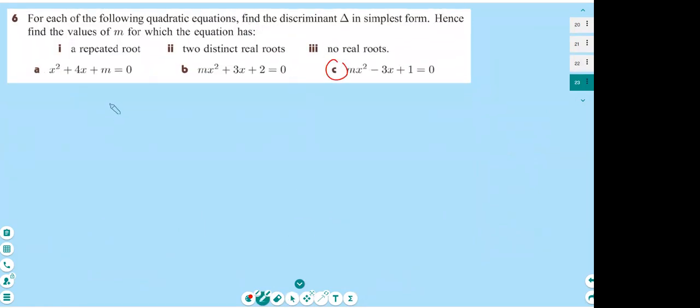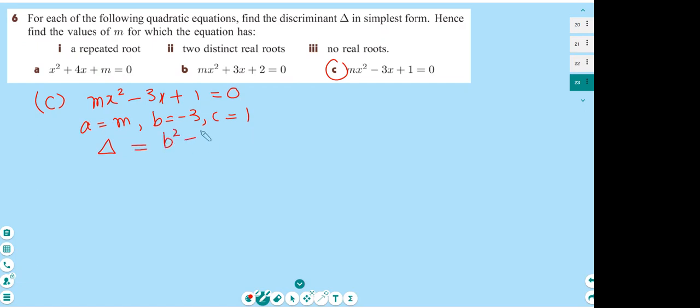Okay, in part C, the equation is mx squared minus 3x plus 1 equal to 0. What is a? a is m, b is negative 3, and c is 1, right? If I compare with the general form of the quadratic equation. So find the discriminant first. So delta equal to b squared minus 4ac. b squared is minus 3 whole squared minus 4 times m into c. c is 1. So we get 9 minus 4m. So this is actually the discriminant.